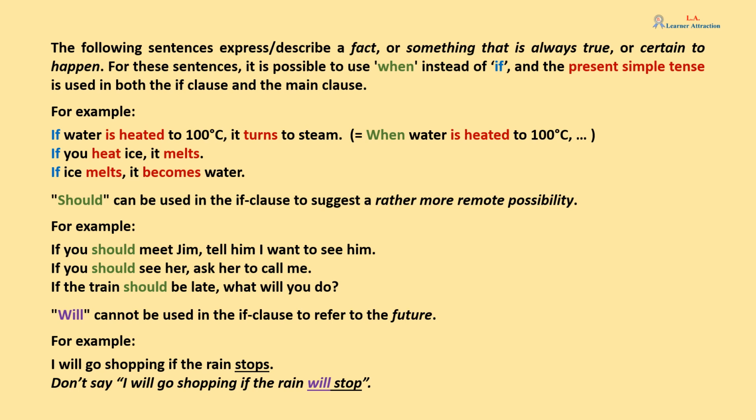Will cannot be used in the if clause to refer to the future. For example, I will go shopping if the rain stops. Don't say, I will go shopping if the rain will stop.